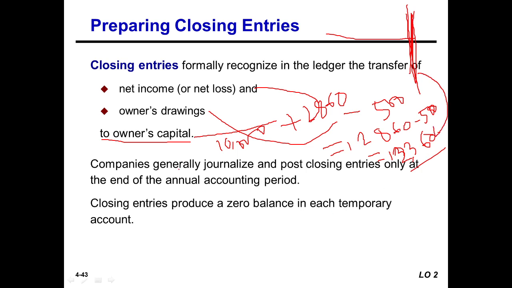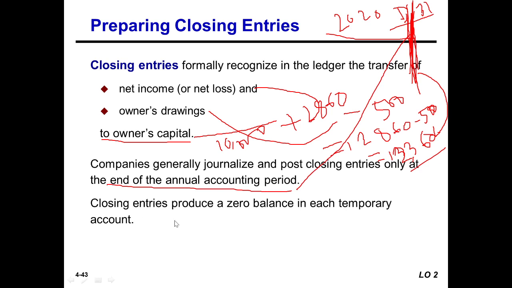The company generally journalizes and posts closing entries only at the end of the annual accounting period. Suppose this is 2020 and this is the last date, December 31st. Here we call these post-closing entries at the end of the annual accounting period. This period ends December 31st.